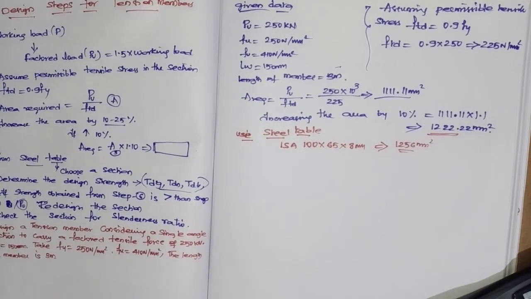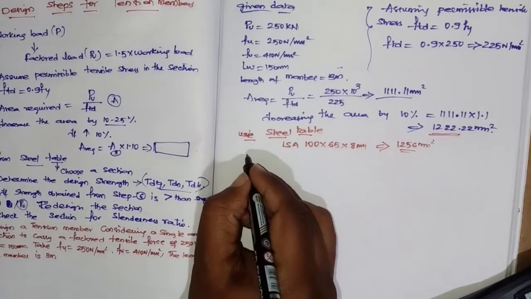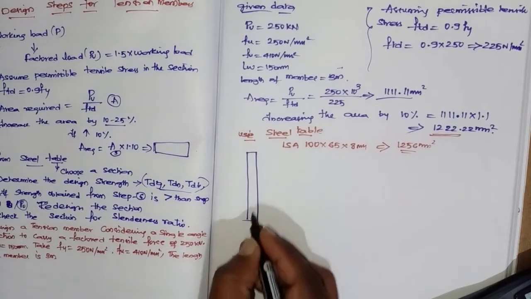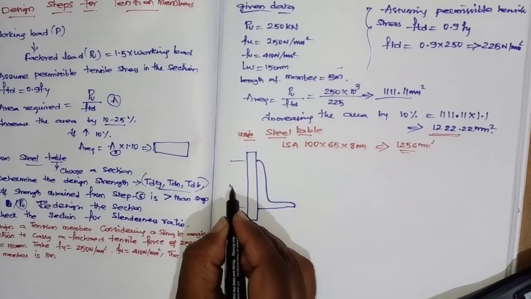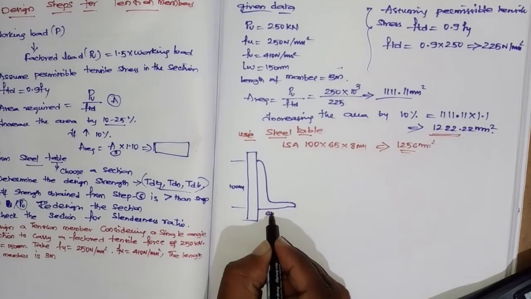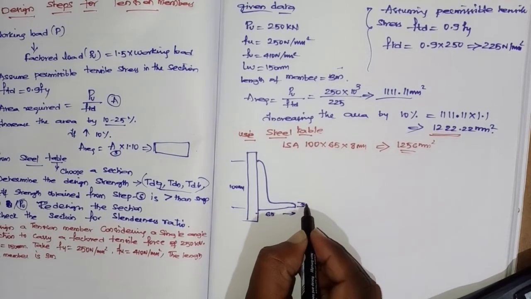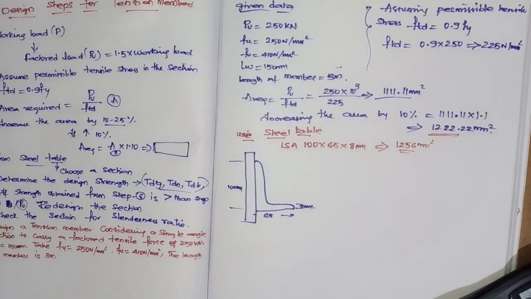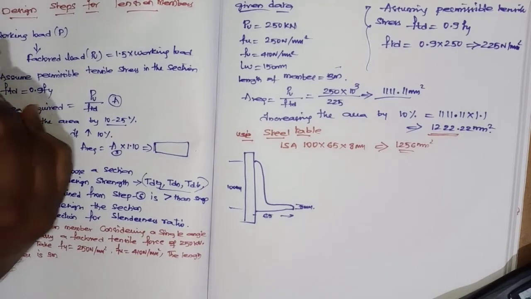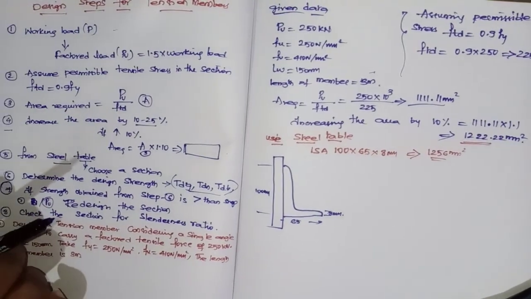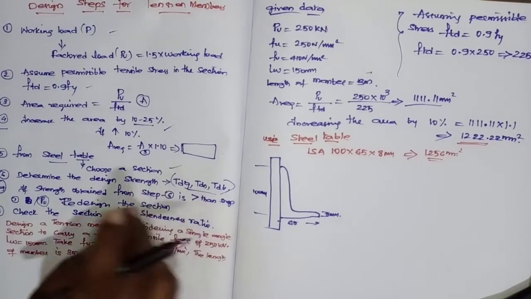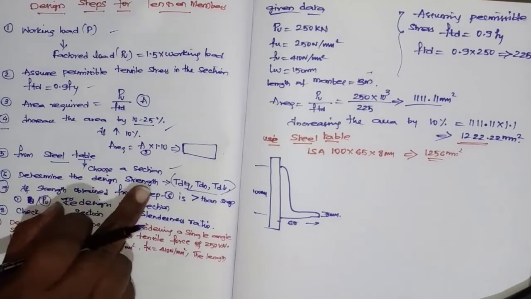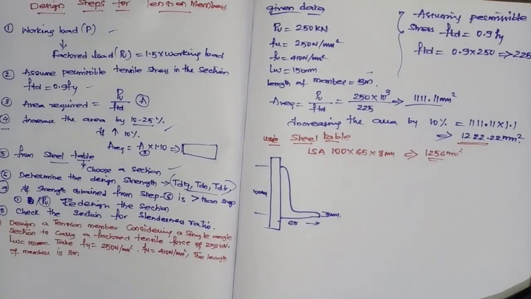What do you have to do now? This is 100 mm, this is 65 mm, and this is 8 mm. Now this step is completed, you have chosen the section. What is the next step? Determine the design strengths TDG, TDN, TDB. Okay, now we'll do it.